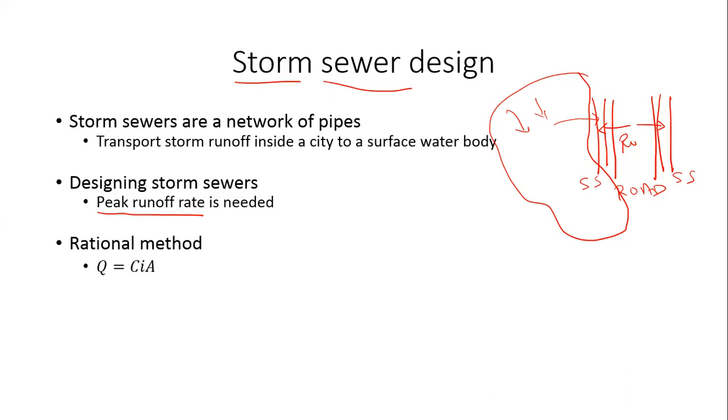In this rational method, this peak flow rate, peak runoff rate, we give it by this equation: Q equal to C times I times A. Okay, Q equal to CIA. Now this A, you might be very familiar with. A is the area of the catchment, or in this case, it might be the urban area that you're interested in looking at. I is the precipitation, we should call it rainfall intensity.